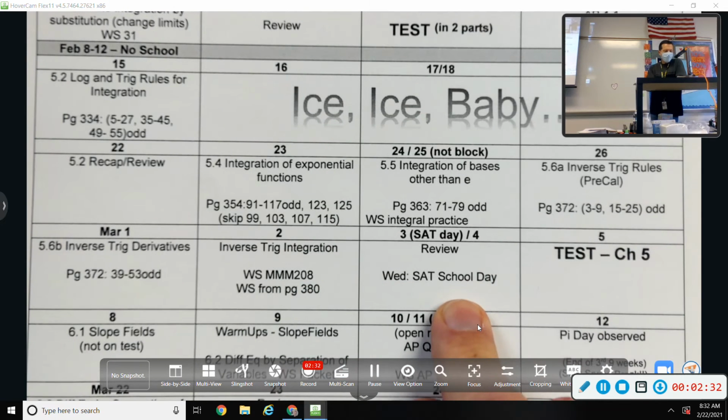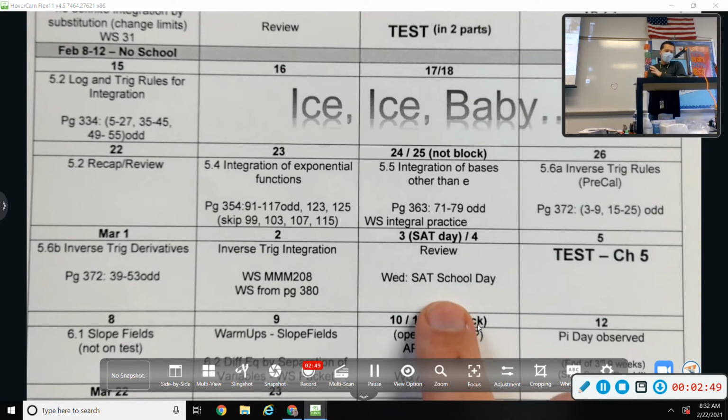SAT school day next week is not really affecting you guys because it's for juniors only. And I think that seniors are just going to run their schedule like normal. So, it's on the calendar, but I don't think it affects you guys at all. Because it affects other stuff, it's nice that it landed on a review day. You guys are second period anyway, so it shouldn't affect you at all.